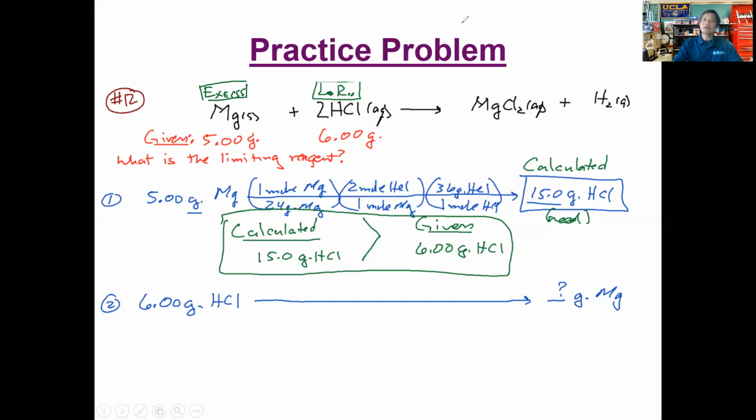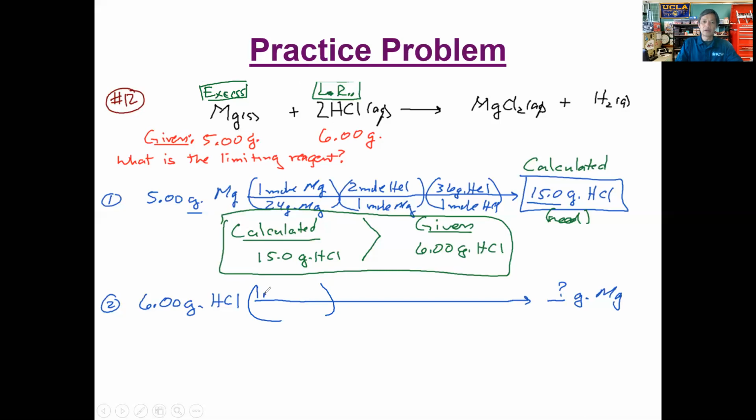Okay, but let's say then, and this is what I wanted you to do yesterday, that you didn't choose the 5 grams of magnesium, but you had instead chosen the 6 grams of HCl to do instead. Well, what you would do then is carry out the calculation. Let's go ahead and do that right now.